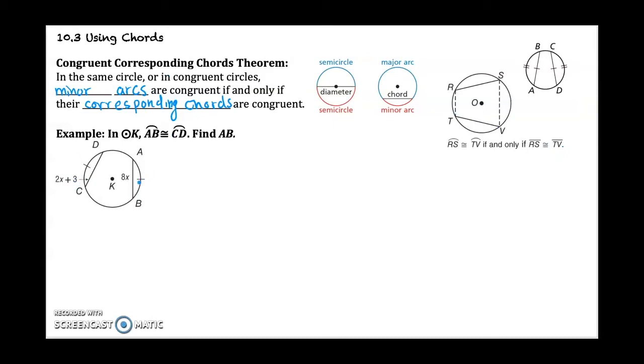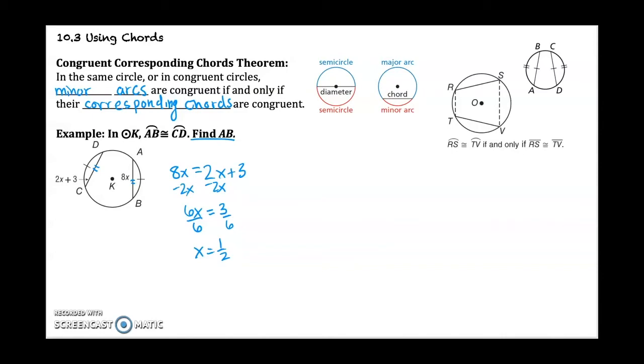So it's given us from these markings that these two arcs are congruent, and by this theorem that means I know that these two chords also have to be congruent. So I can set up an equation to find x, and remember x is part of what I need, but really AB is what I'm looking for. So we want to make sure we know what we're checking here. So 8x is equal to 2x plus 3. Got to get all my x's to the same side. So that gives me 6x is equal to 3. And then I divide by 6, and I get that x is equal to 1/2 or 0.5, whichever way you want to think of that.